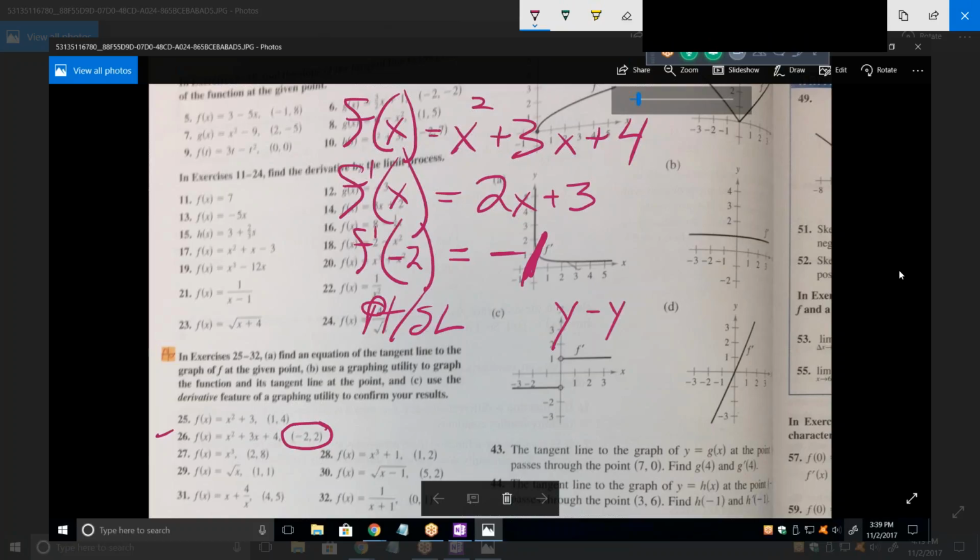Point-slope format, yeah. So y minus y1 equals m times x minus x1. It's not y2 minus y1. Oh, what am I doing? y1, because we only have one point. This is our point. That's x sub 1. That's y sub 1.